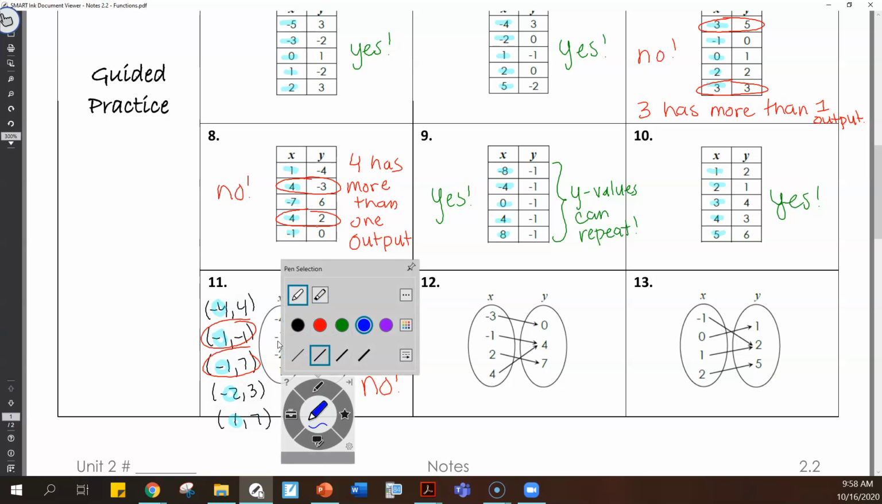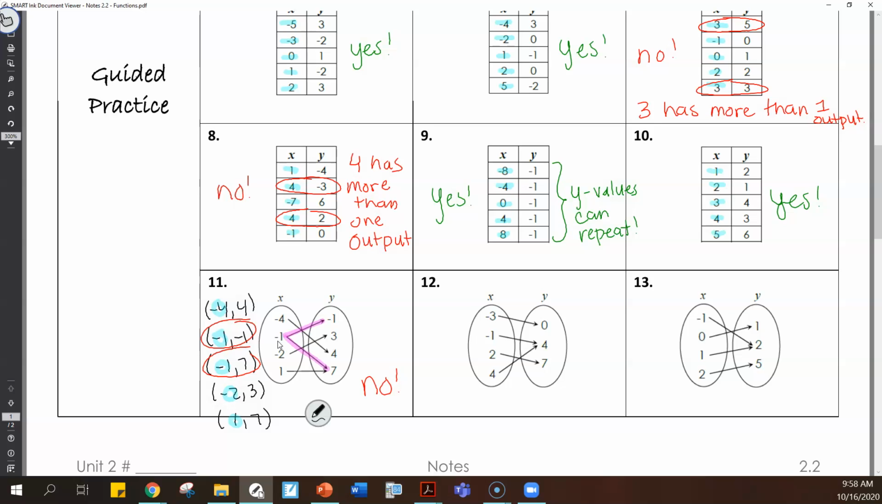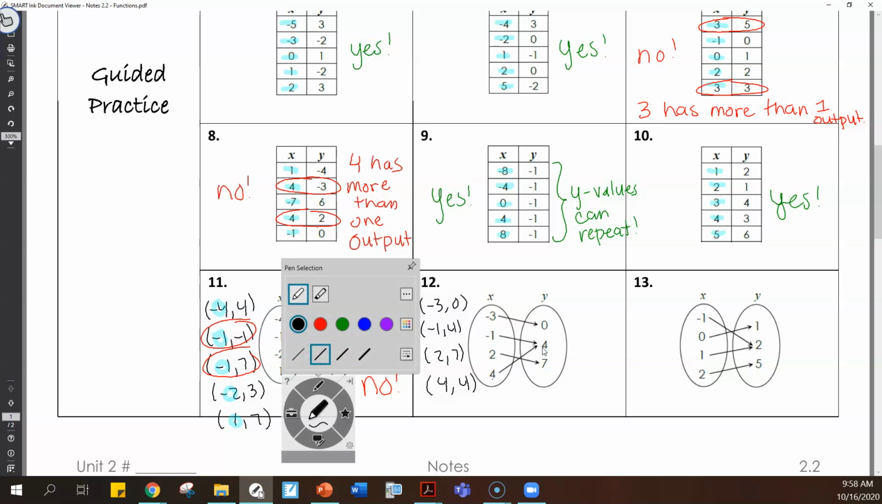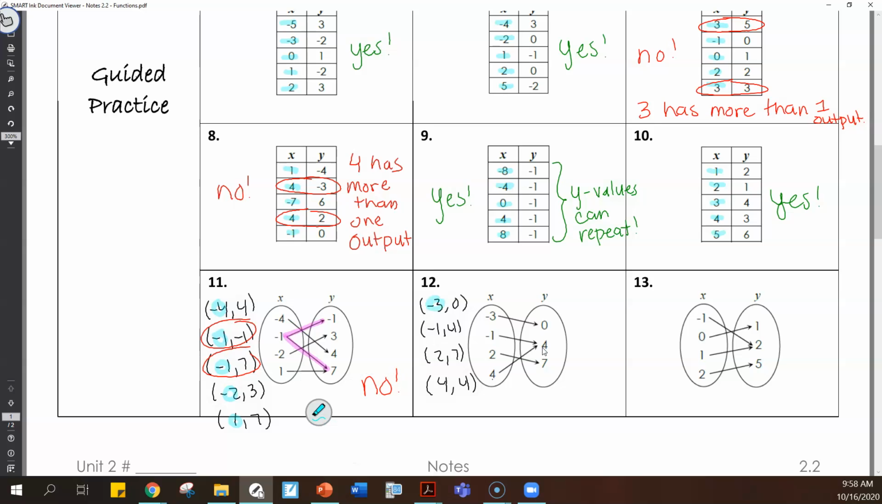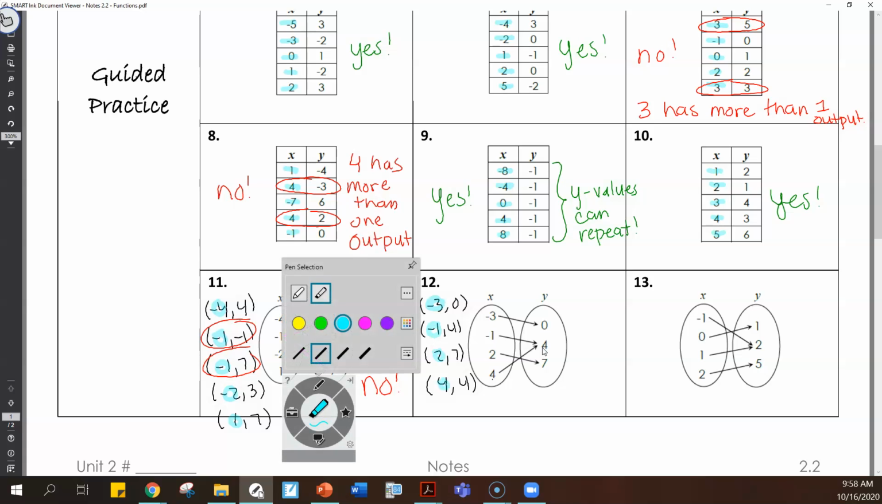Let's look at number 12. Again, I can list these as ordered pairs. That sometimes makes it easier to look at. So I've got -3, 0, -1, 4, 2, 7, and 4, 4. When I look at my x values, I see -3, -1, 2, and 4. No repeats there, so this is a function. Again, if I follow my arrows, I don't have any x values that have more than one arrow coming out of it. The only thing I have is this double arrow to the 4, but remember that y values can repeat, so this is a function.